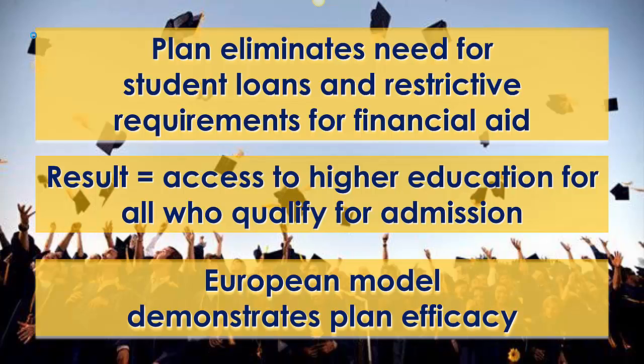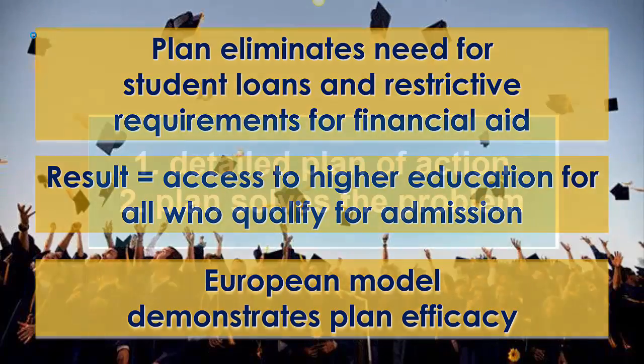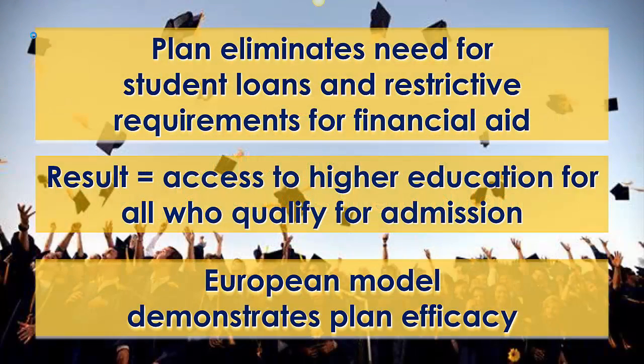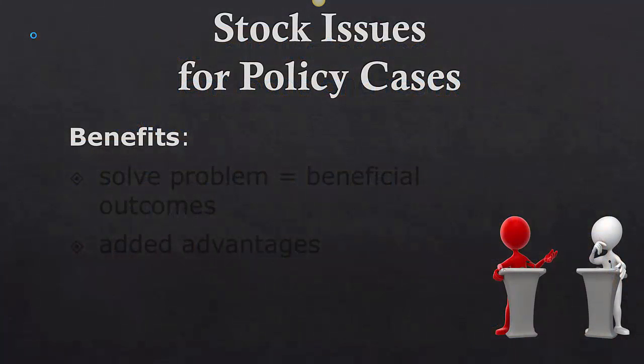So what we've done in the stock issue of cure is first presented a plan of action, and then secondly, shown how our plan of action can solve the problem. But that's still not enough. The final stock issue is to make sure that this plan of action is worth it. That's where we get to benefits versus costs.